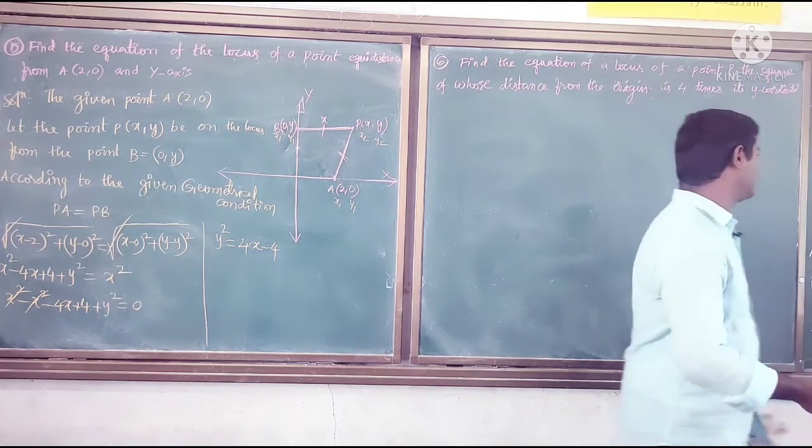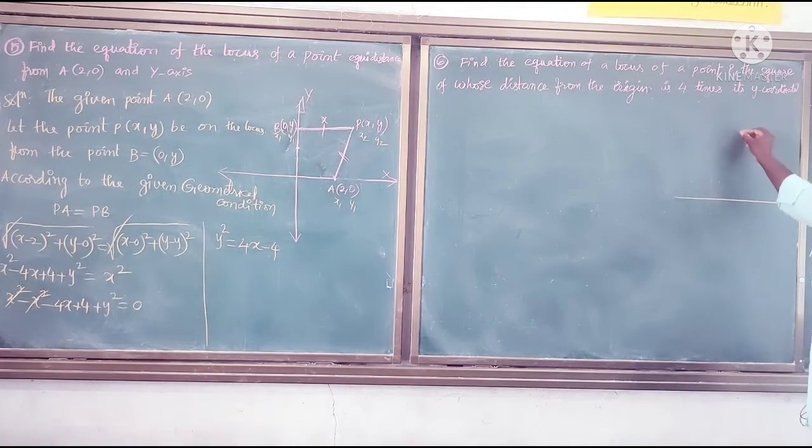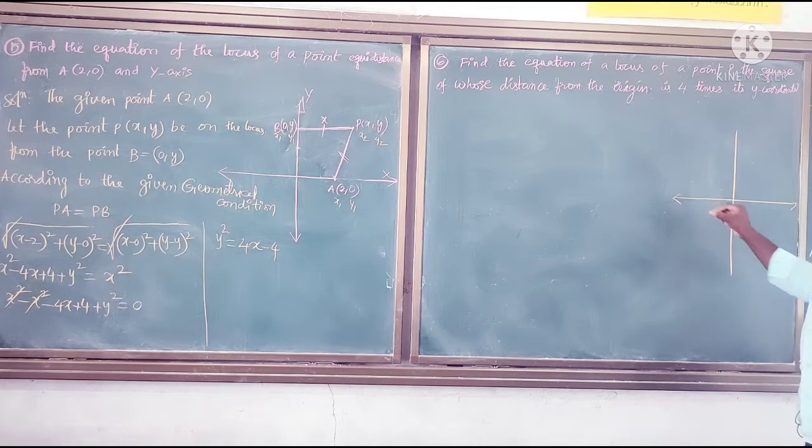First, we need to draw a diagram, I'm drawing a diagram. Y-axis, x-axis, so origin we can consider as 0 comma 0. So find the equation of a locus of a point P, the square of the distance from the origin is, so we don't know that point, you can consider it anywhere, that is you can consider P of x comma y. So from this distance, the square of this distance is 4 times the y coordinate.